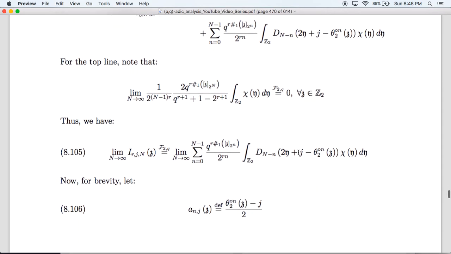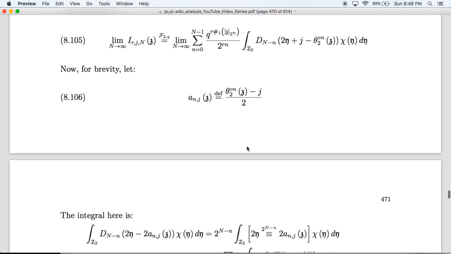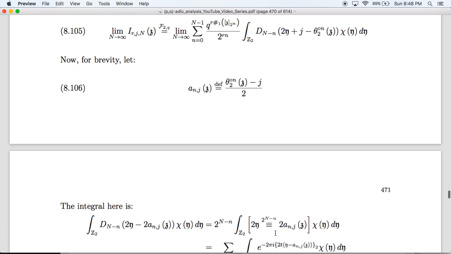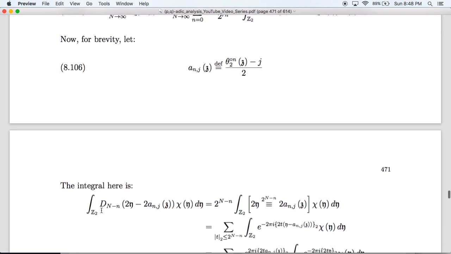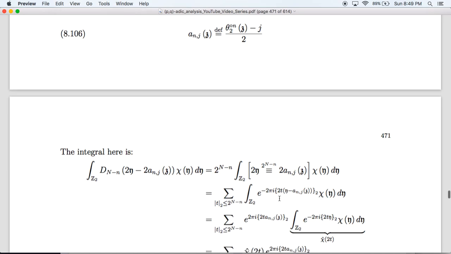Now for brevity, I'm going to let A_{n,j} denote this. It's the difference between the nth shift of z and j, and then we divide by 2. The integral here can be written like so. This just comes from writing out what the big N minus little nth Dirichlet kernel is. Here, we write this as a Fourier series, and then we group the terms, and this, of course, is then going to be the chi hat of 2t.